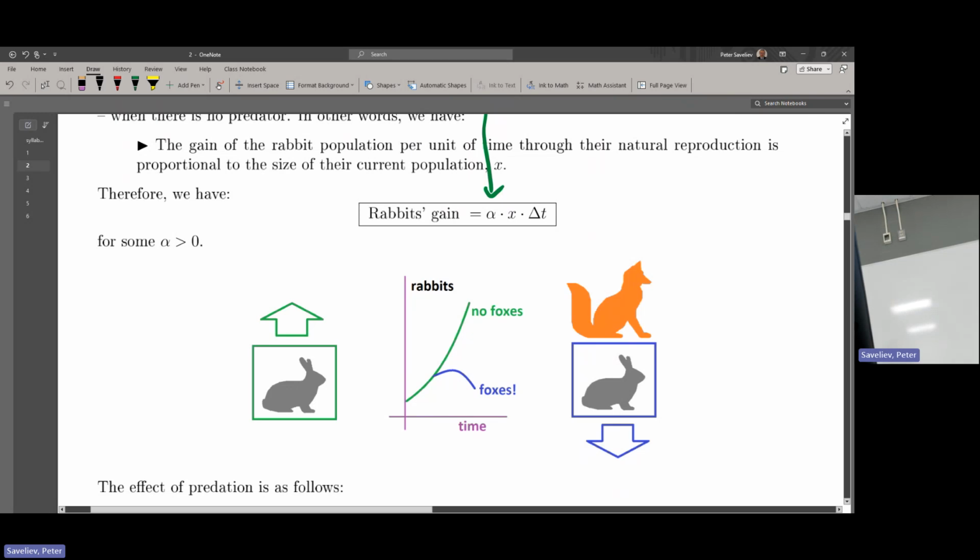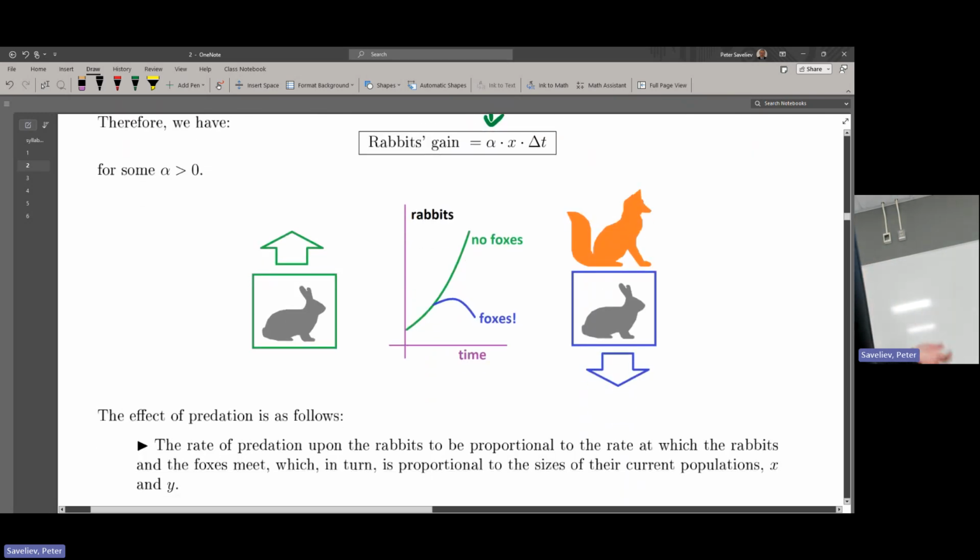Okay, so if we want to make it more specific, proportionalities, once again, is what we're after. We don't try to come up with fancy formulas, just start with a simple situation. So the rate of predation upon rabbits is proportional to what? Rate of predation, in other words, how many rabbits have been eaten per a period of time. Naturally, it's proportional to the time, but also to what? To the likelihood that a rabbit meets a fox. In other words, it is proportional to the number of rabbits and the number of foxes.